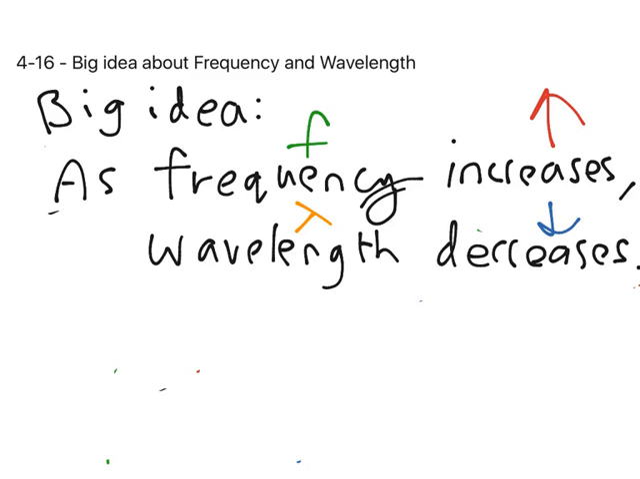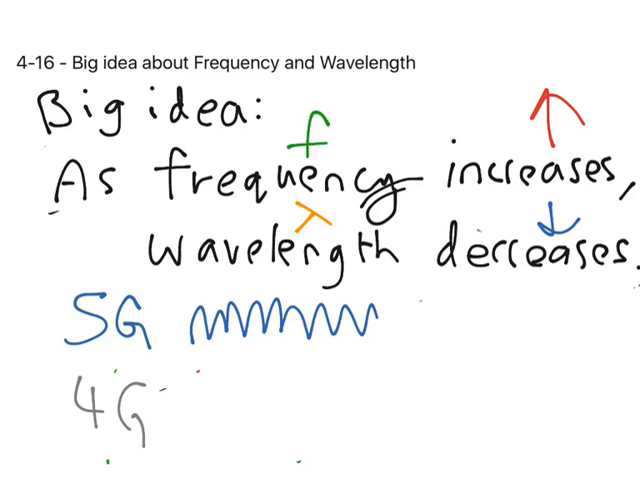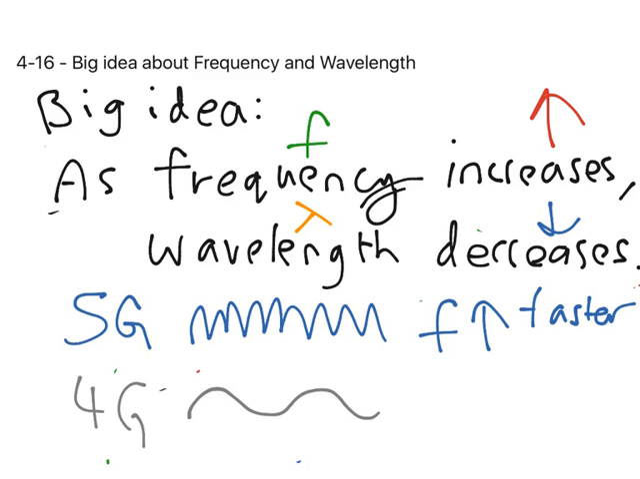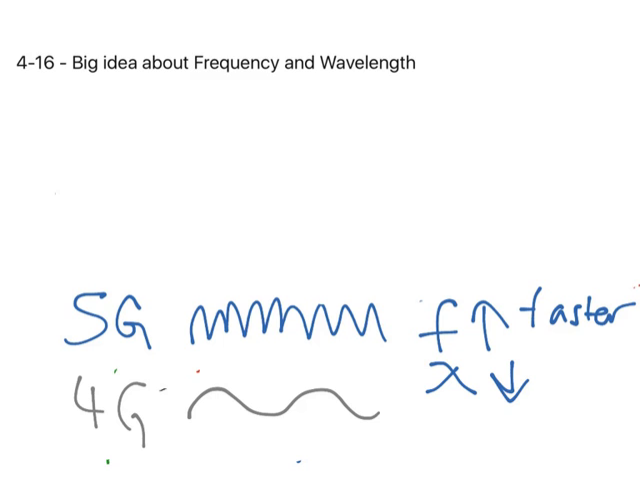Well, in class we talked about our phones, we talked about 5G waves and 4G waves. 5G waves might look like this, compared to 4G waves, which might look like that. So 5G waves has a higher frequency, and we have faster internet. But because the frequency is higher, the wavelength must be shorter. What does that mean? That means that with 4G, the wave travels farther.